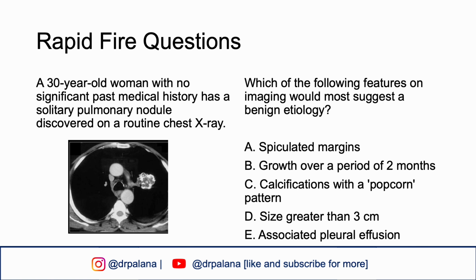Spiculated margins, growth over a period of 2 months, calcifications with a popcorn pattern, size greater than 3 centimeters, or associated pleural effusion? The right answer is C, calcifications with a popcorn pattern. A popcorn pattern of calcification is characteristic of a hamartoma, which is a benign lung lesion.